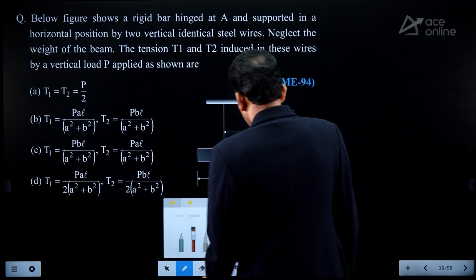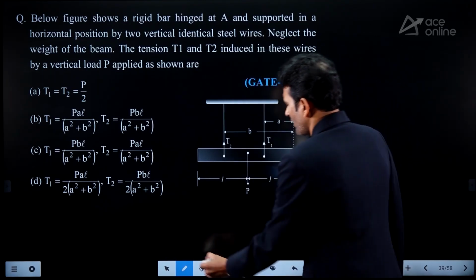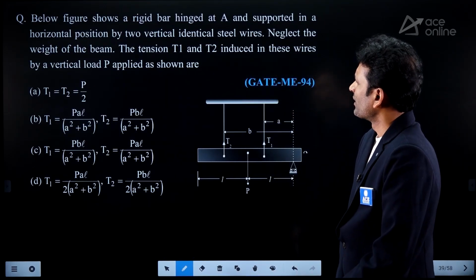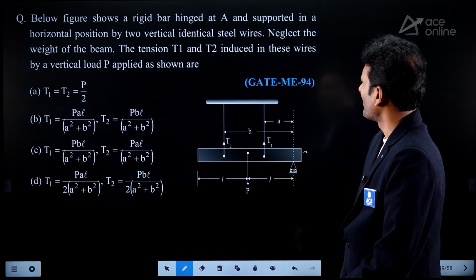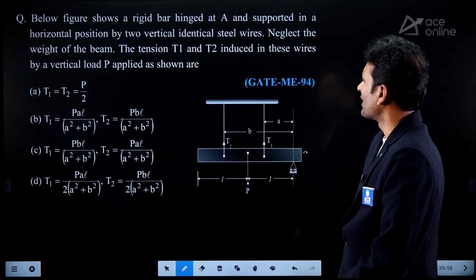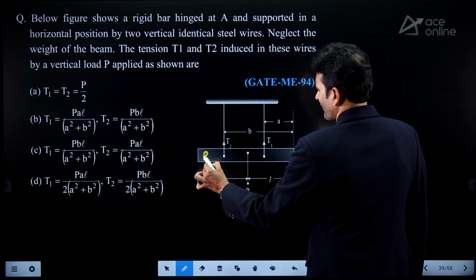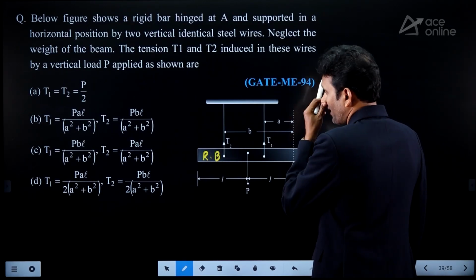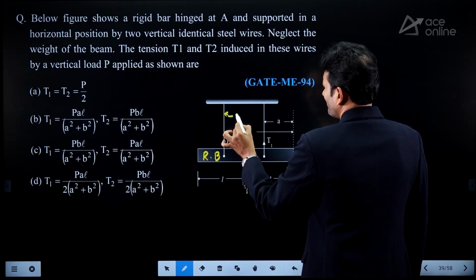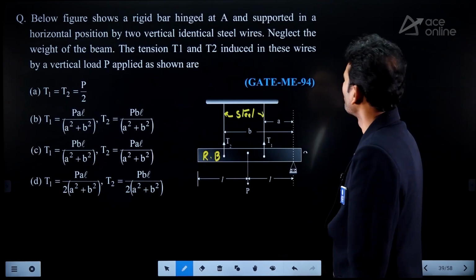This is the arrangement of the bars in parallel connection. Let's take this one here. See the question first. Below figure shows a rigid bar hinged at A and supported in a horizontal position by two vertical identical steel wires. So, this is a rigid bar clearly, I am writing RB, rigid bar. And these two are steel wires, my dear friends. Both are steel wires.